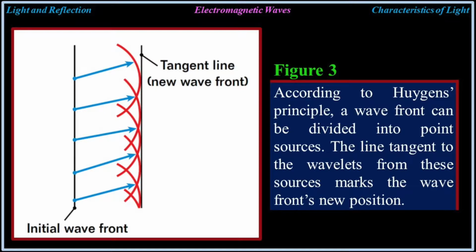According to Huygens' principle, a wave front can be divided into point sources. The line tangent to the wavelets from these sources marks the wave front's new position. And what we'll do is we'll look at an example in the ocean as the waves come into shore.